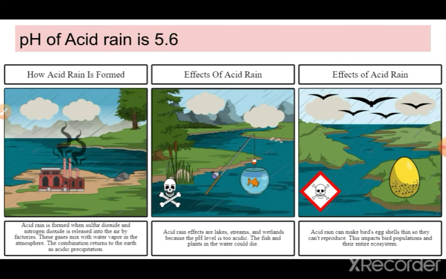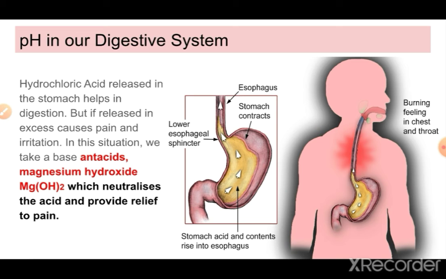This acid rain, when it reaches our earth, causes harmful effects in many ways. So the first harmful effect is it damages the skin of human beings, the animals, the birds, the plants, and also affects our aquatic life. It also adversely affects monuments and buildings.